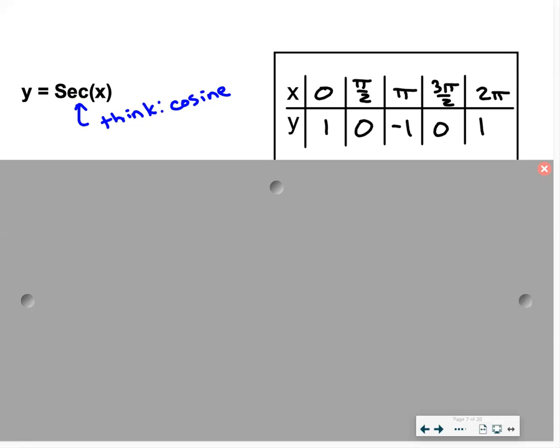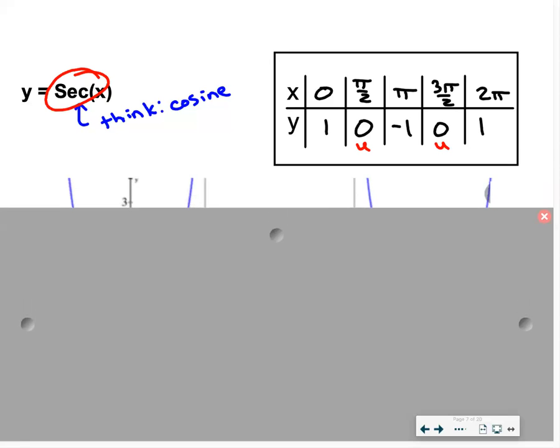And same thing here. Since we're doing secant, we have to flip those values. So if I flip 1, it's still going to be 1. But if I flip 0, it's going to be 1 over 0. So this would be an undefined point. This would still be -1 if I flipped it. This would be an undefined point because I can't have 1 over 0.